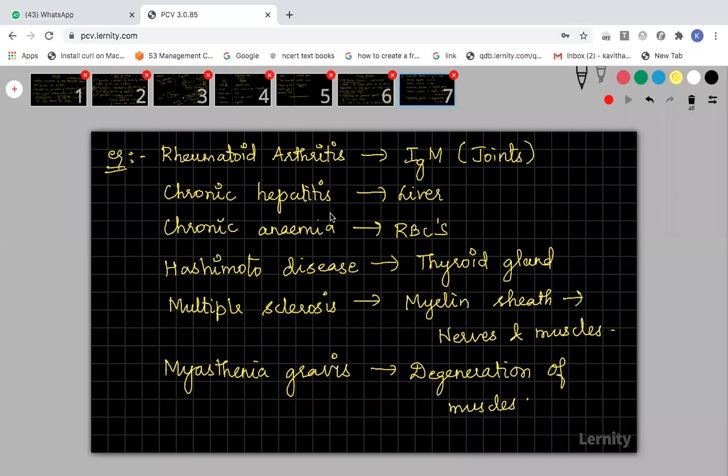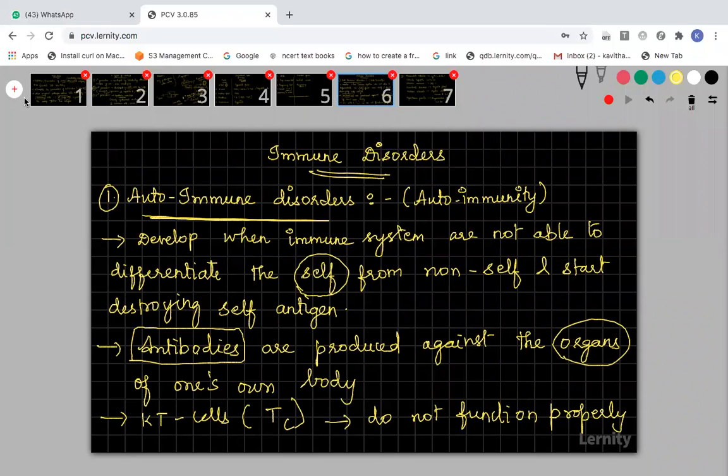Please copy all these examples. You would have studied some more examples in your human physiology. In each and every chapter under the human physiology unit, please recall everything. Okay. So the first immune disorder we discussed is autoimmune disorders.